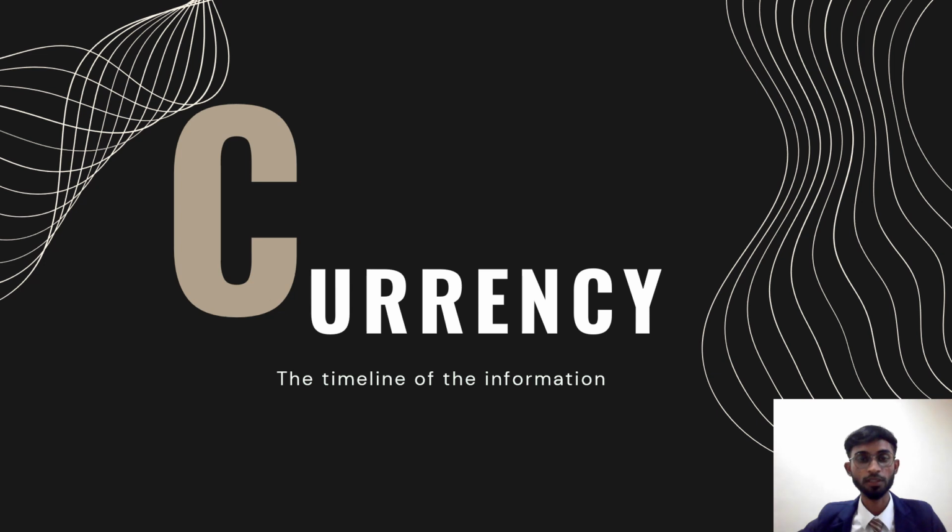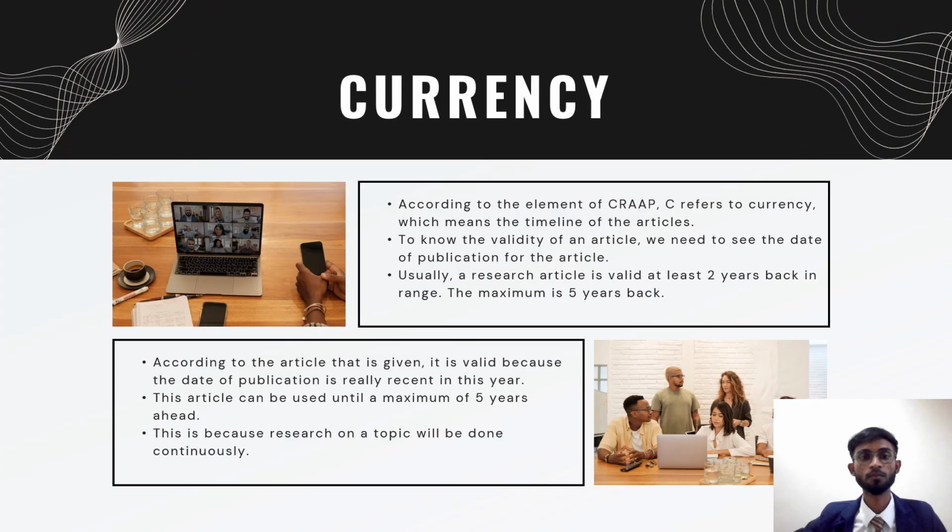As I've mentioned earlier, today I'm going to use the CRAAP method to evaluate the information sources in a research article. Firstly is the C. C stands for currency. It is the timeline of the information. First is the currency, which is the first element in the CRAAP method. C refers to currency, which means the timeline of the articles.